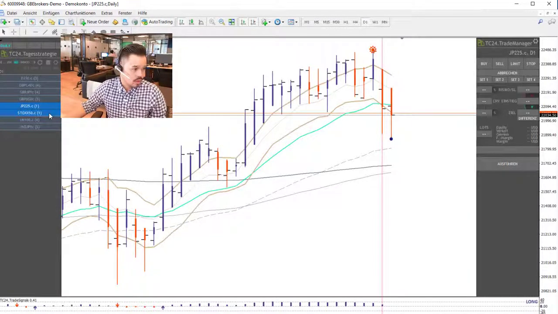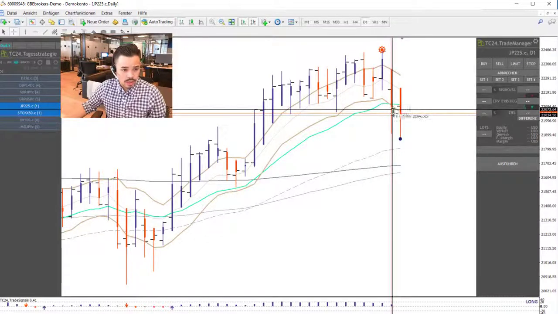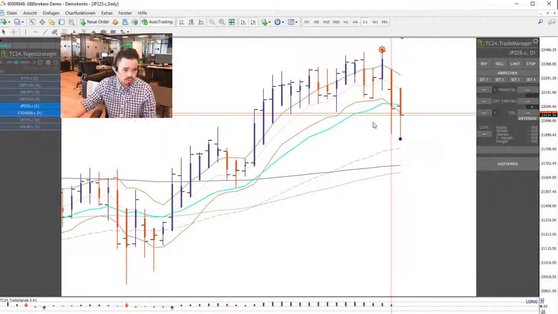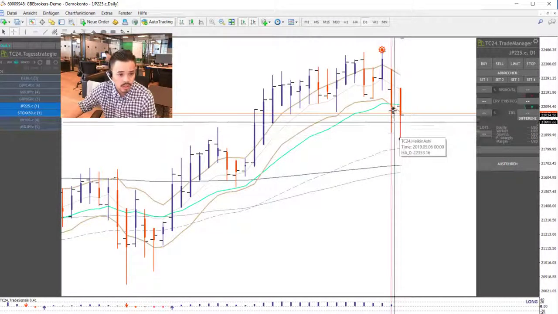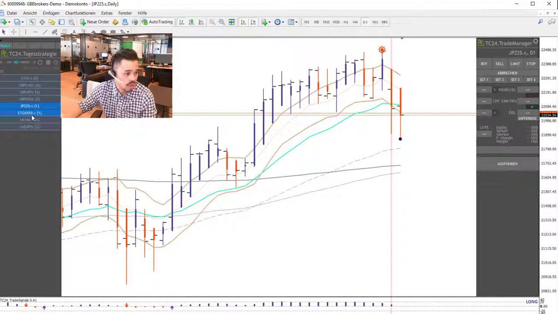Nikkei. You can see a short setup. Entry is here. We can see it's already going in the direction too. So this is a short setup, and we see here that we already have the hit into the take profit. So it's too late for us.